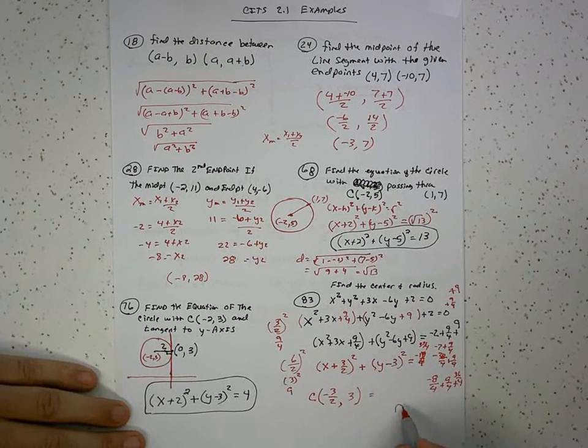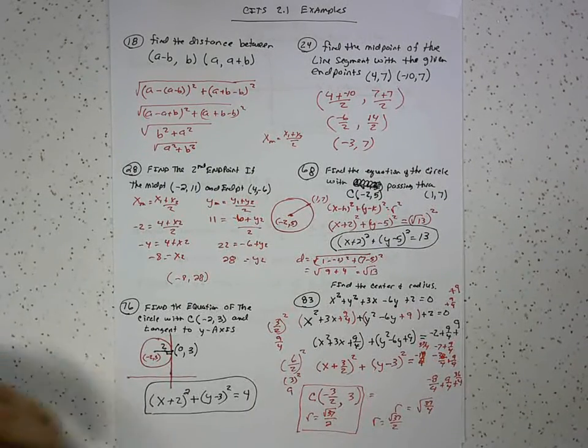As I take the radius then, that's the square root of 37 over 4. So the radius is the square root of 37 over 2. So my center is negative 3/2 and 3. My radius is the square root of 37 over 2. Sorry about the math problem there. I didn't bring my calculator with.